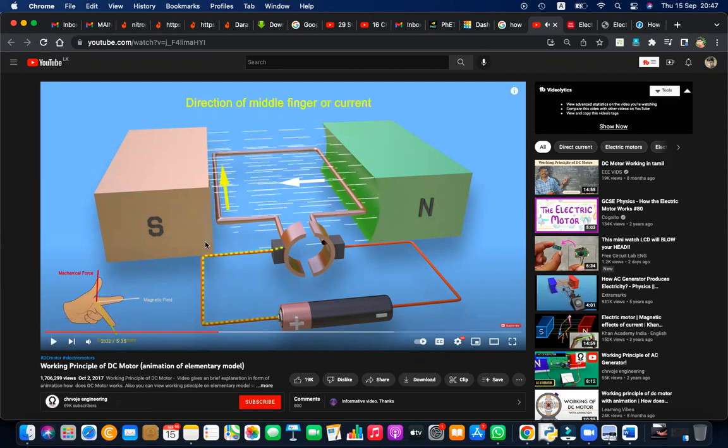Okay. The direction of current, you can see the yellow color is the direction of current. Then the magnetic field, north to south or south to north. If the direction of current is this direction, it's going forward. Can you tell me, if the direction of current is this way, moving from one end to the other end, can you tell me whether the magnetic field is north to south or south to north?